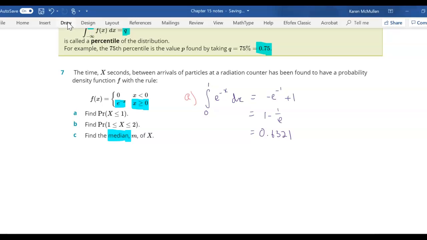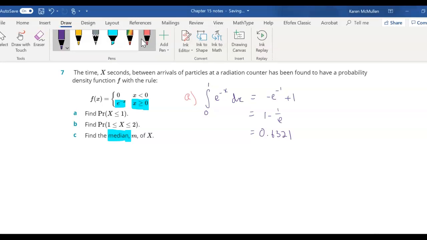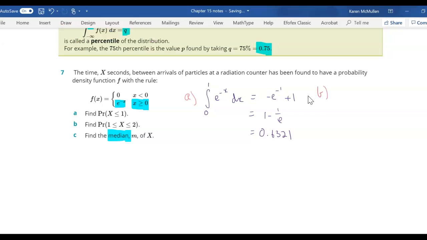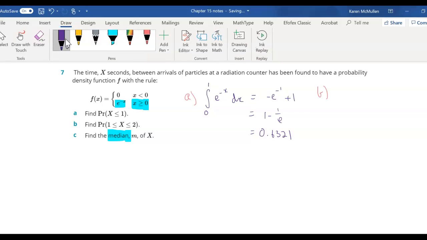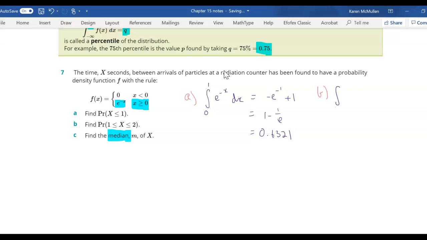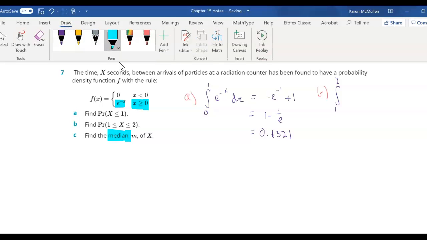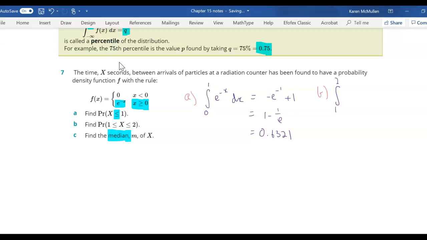All right, moving on to question B. Also not hard to do by hand, but we'll do it on the calculator. I might just do it over here so we can leave the bottom for question C. All right, so this time we're going from 1 to 2. Now remember, with continuous random variables, it doesn't matter. So the important word here is continuous. So it doesn't matter what sort of inequality sign you're using.